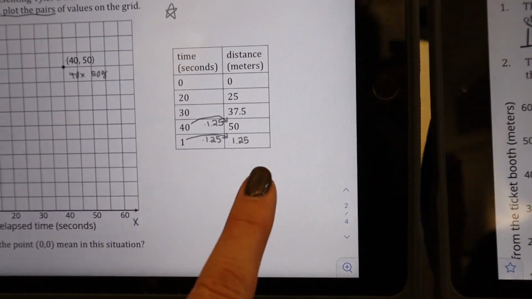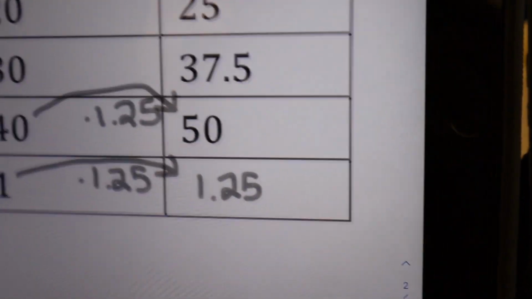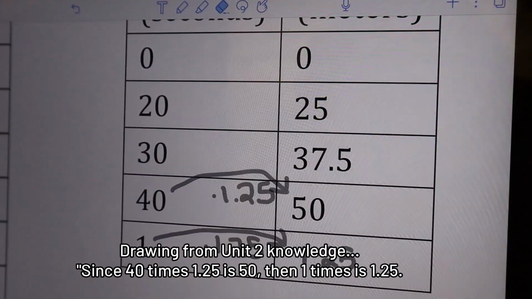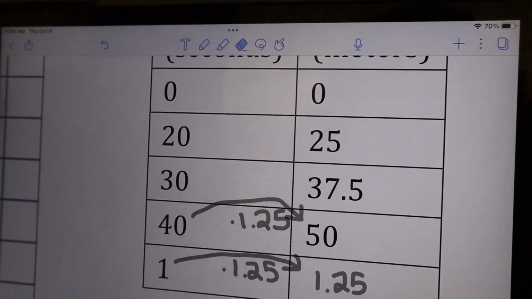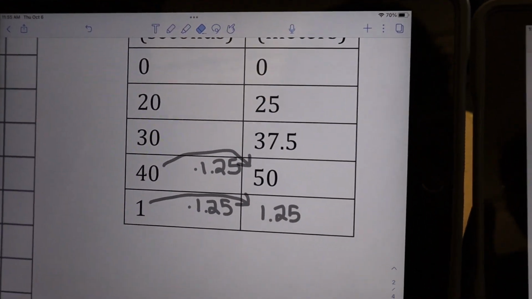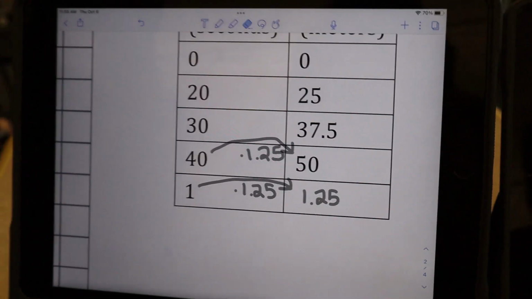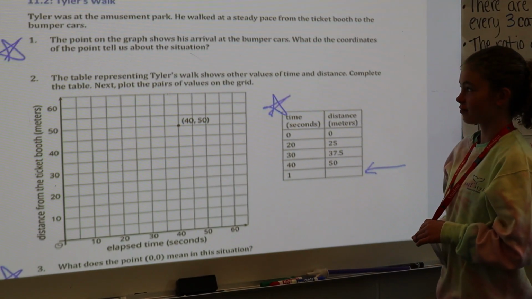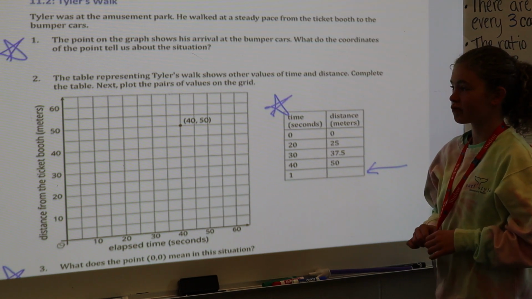What are you showing here? Oh, well, since 40 times 1.25 is 50, and this is a proportional relationship, then 1 times 1.25 is 1.25. Excellent. Okay, let's start with the first question. What does the point (40, 50) tell us about the situation?